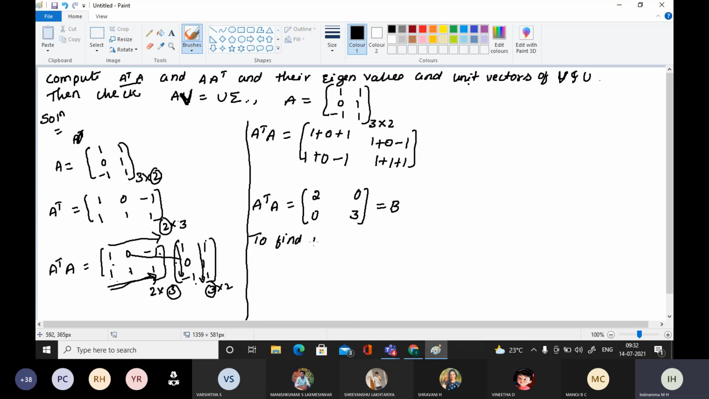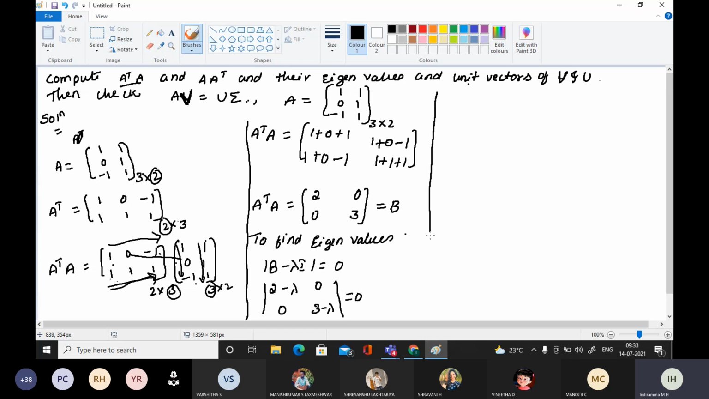To find eigenvalues, we have to consider the characteristic equation: determinant of B minus lambda I is equal to 0. So you take the determinant for this and subtract lambda from the diagonal elements. That is determinant of 2 minus lambda, 0, 0, 3 minus lambda is equal to 0. One formula is also there to write that characteristic equation directly, that I will tell you.